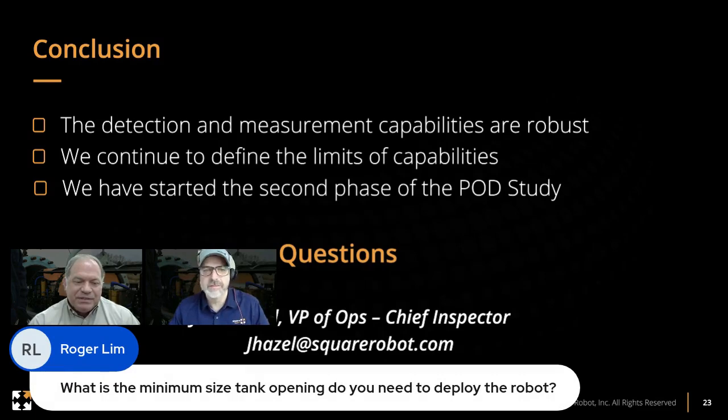Okay, what is the minimum size tank opening you need to deploy the robot? Right now, we're at a 24-inch manway. Correct. Whether it's the side entry for the side launcher or for the roof. The roof one does not have to be round. We've been in through a square one, so it doesn't have to be round. We launched through a square one, but the 24-inch opening is what we're looking for.